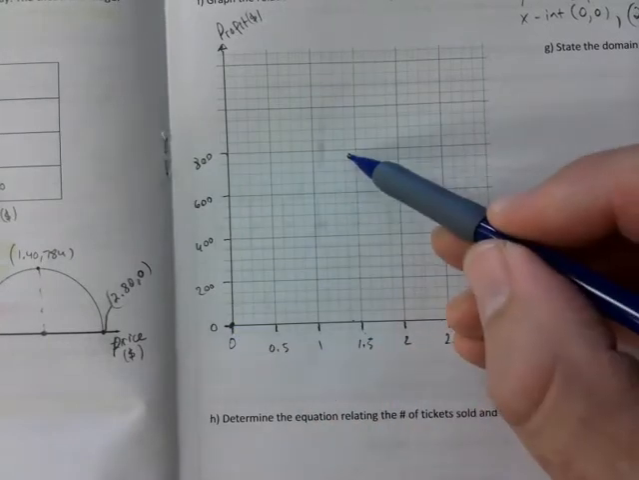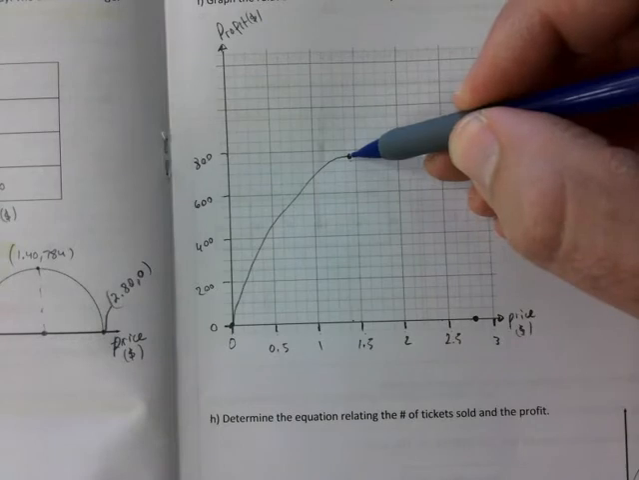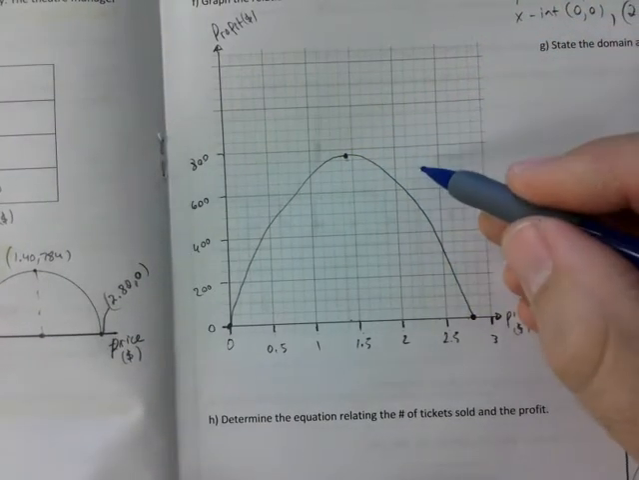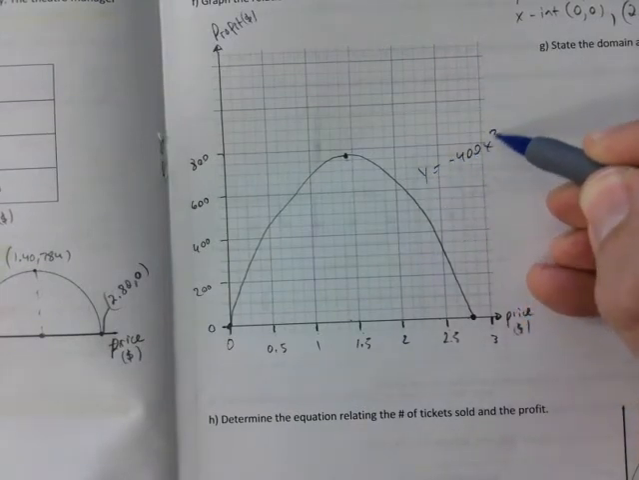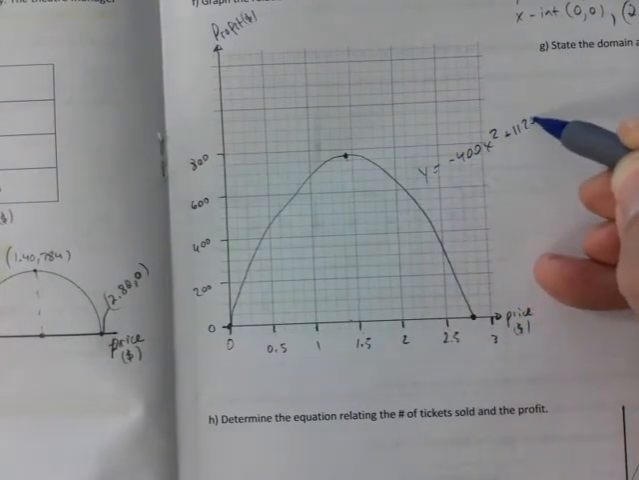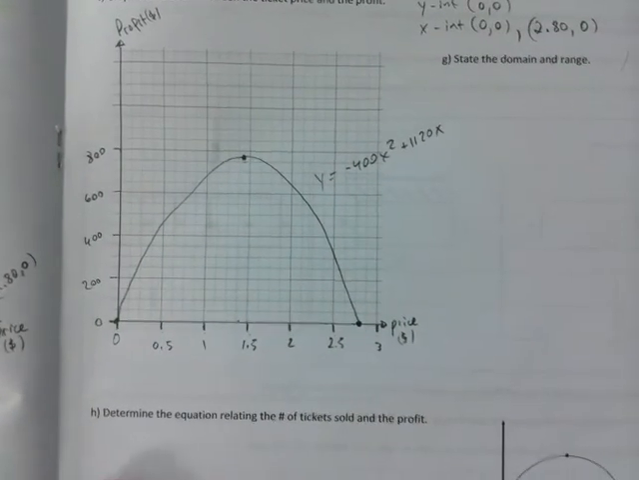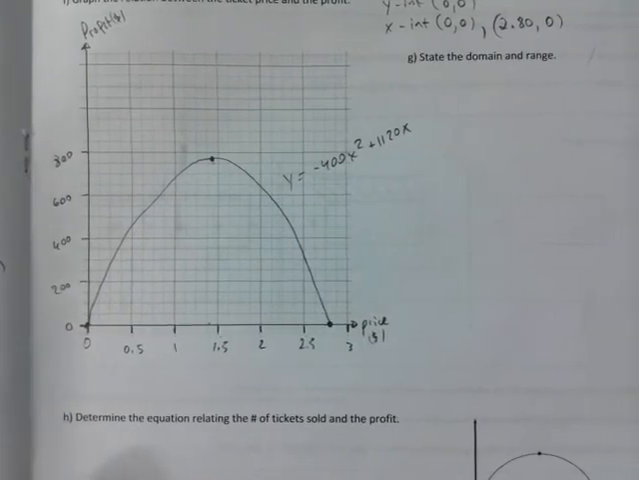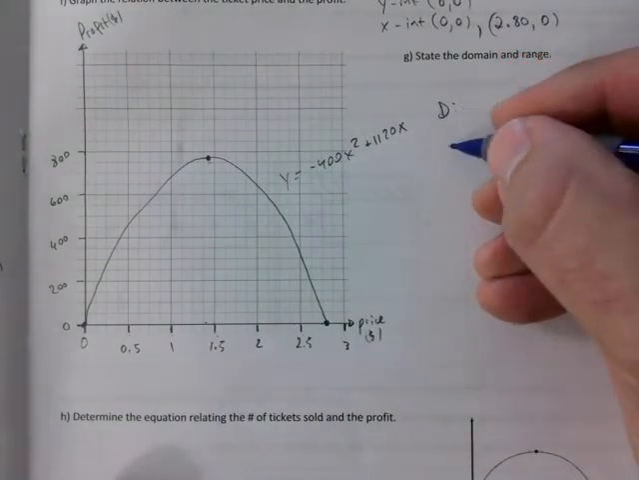And then just go like this and go like this. Don't forget your equation. And there you have it. Everything is the way it's supposed to be. And we can then state our domain and range.